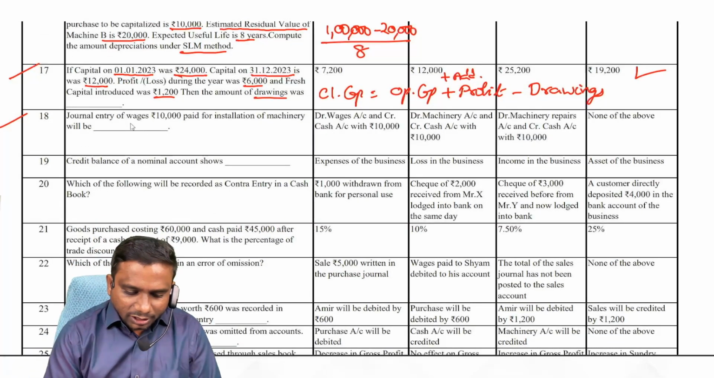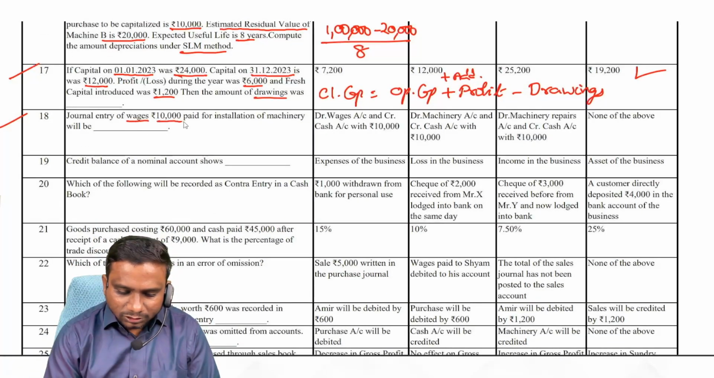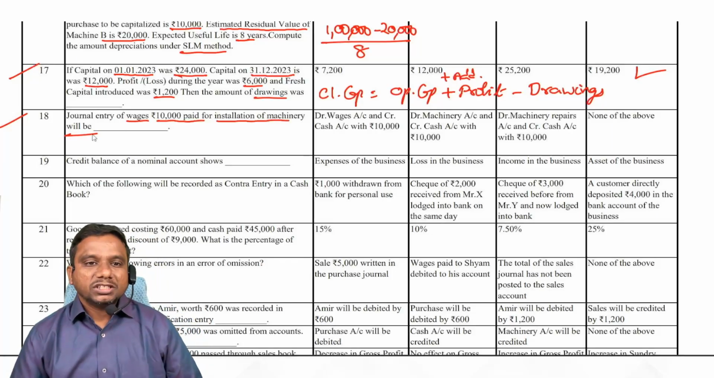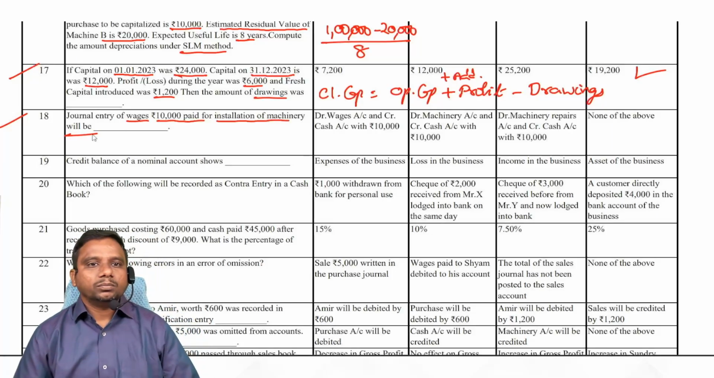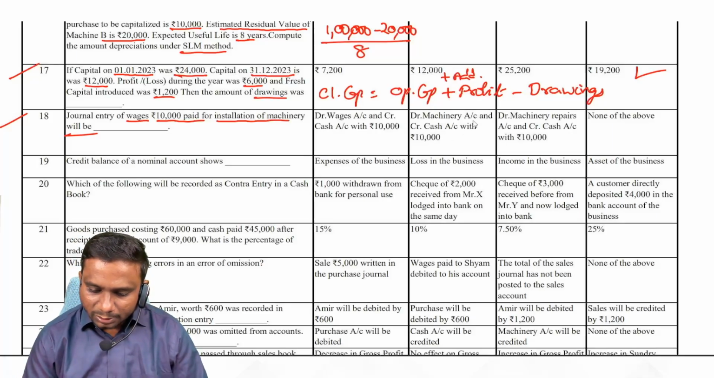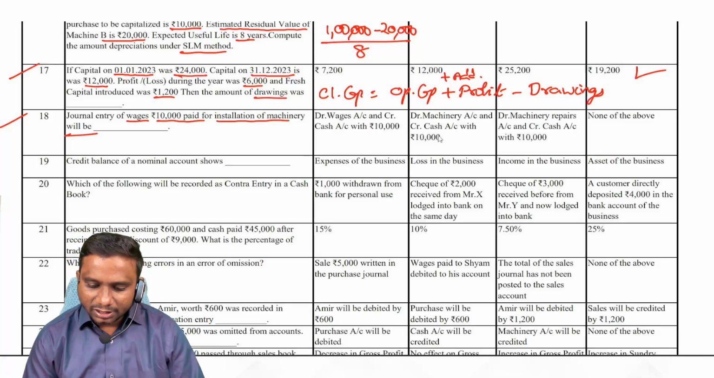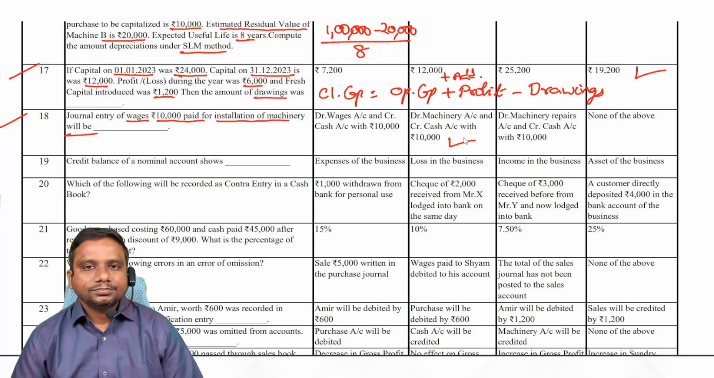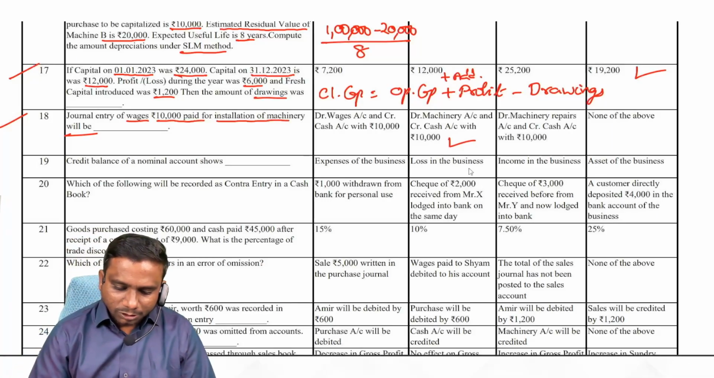18. Journal entry of wages 10,000 paid for installation of machinery. Wages paid for installation of machinery must be capitalized. So what is the entry we record? Plant and machinery account debit, to cash or bank account. Yes or no? So debit machinery account and credit cash account with 10,000. Students, clear? So option B is correct.